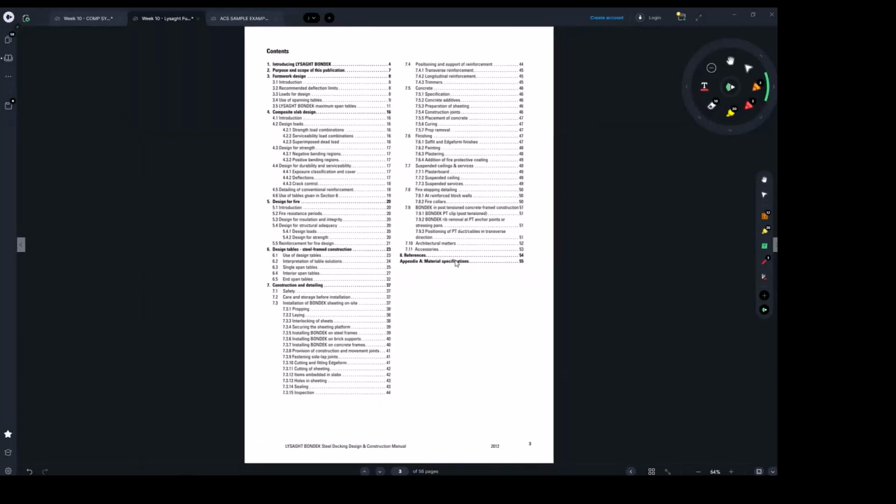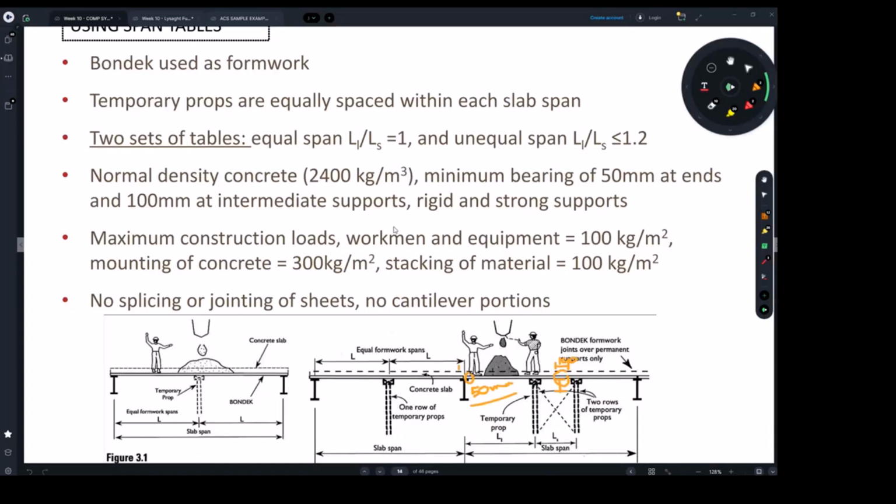They have given us these specifications. They're all written here for you, and we've just summarized them on the slides, so you know what kind of information you have to be looking at. This tells you the maximum construction loads the engineers considered when they made the span tables.